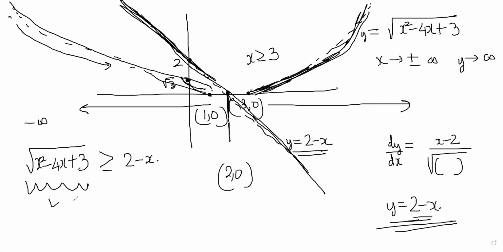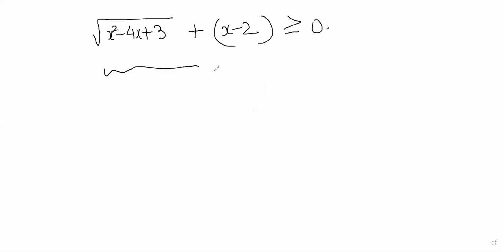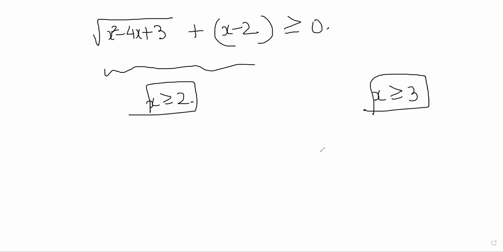So I hope it is clear. In both ways we can do it. We solved it first by pure algebra. We wrote it as x square minus 4x plus 3 plus x minus 2 greater than or equal to 0. And it is obvious that this will be true for x greater than or equal to 2. And because the domain was x greater than or equal to 3, the answer should be x greater than or equal to 3. We got the answer by pure algebra.